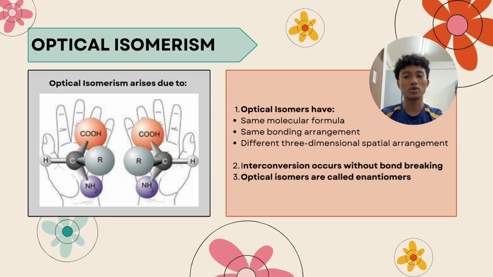Now I'll start with optical isomerism. Optical isomerism occurs when a molecule exists as non-superimposable mirror images. These isomers have the same formula and bonding, but differ in 3D arrangement. Importantly, no bond breaking is needed to convert between them. These isomers are called enantiomers, just like our left and right hand, which are mirror images but cannot perfectly overlap.